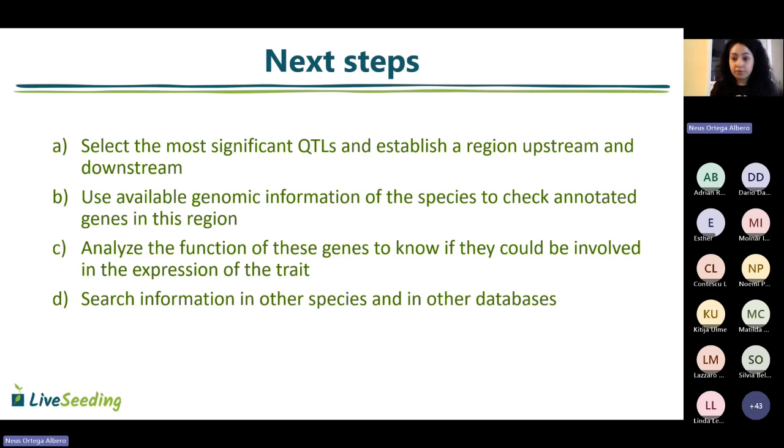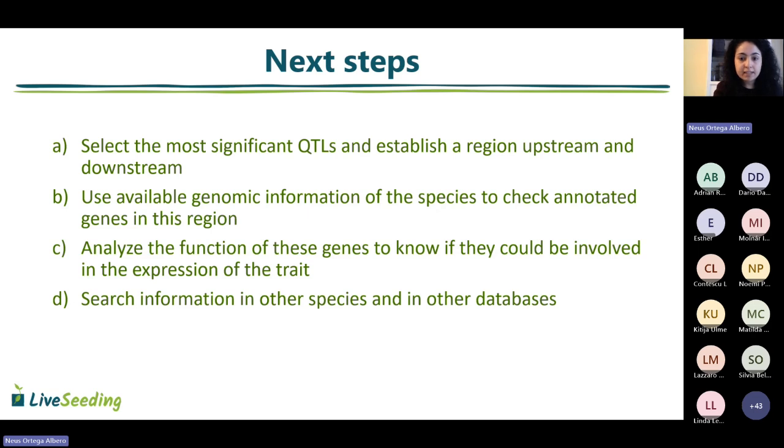And if we don't find this type of information, we can search also in information of other very related species and other databases. For example, if I have a region and I have the sequences and the genes for eggplant, but I don't have much information, we can look for these sequences, these genes, in other databases in related species, like other Solanaceae, more studied, like tomato.